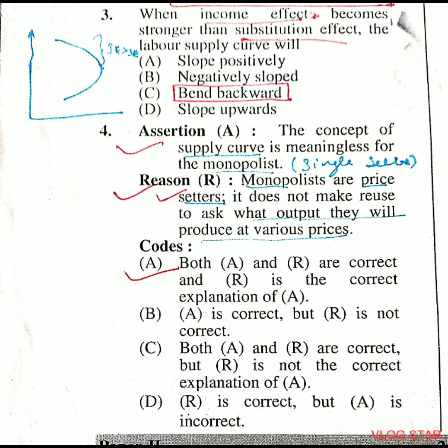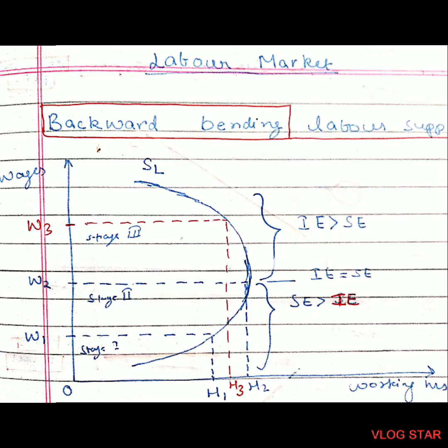Third question. When income effect becomes stronger than substitution effect, here it means the income effect is greater than the substitution effect, the labor supply curve will bend backwards. I have explained this in detail in a previous video. As you can see, the third stage is where income effect is greater than substitution effect. It's a stage which comes later on, where you spend less time but you earn more.